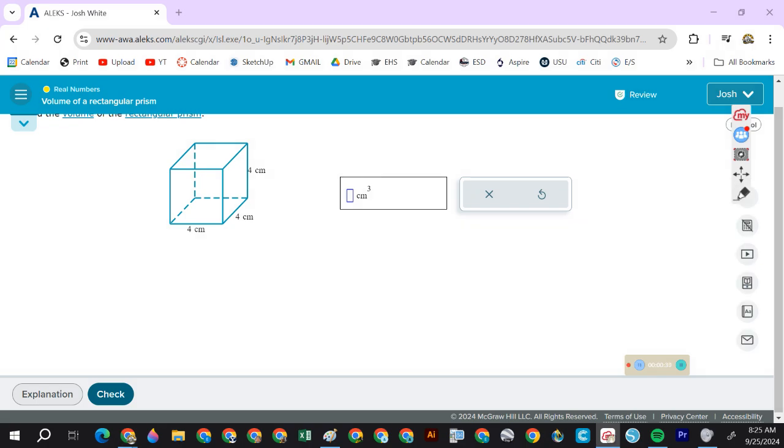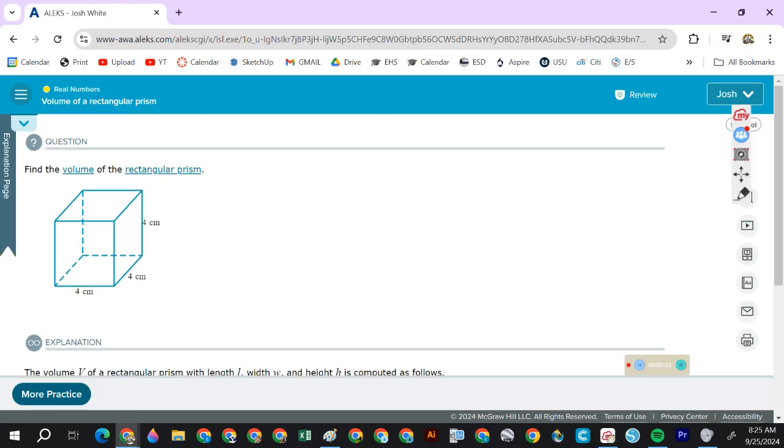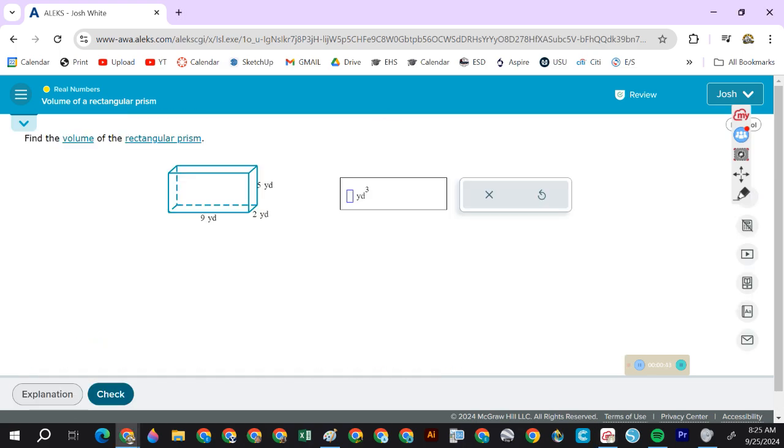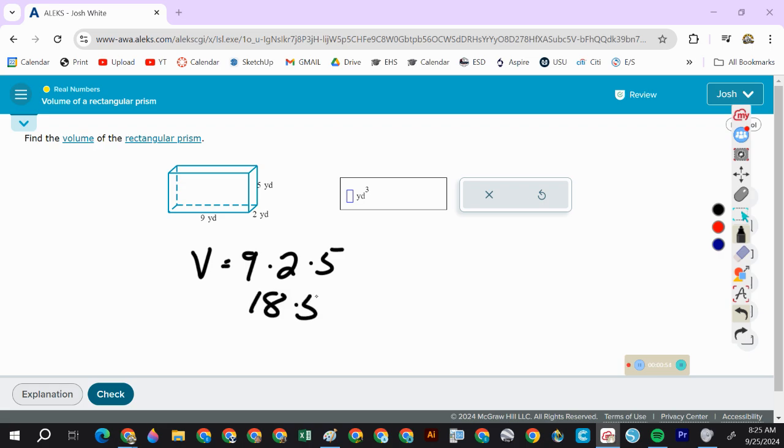Let's do another one. Okay, the volume is 9 times 2 times 5. So 9 times 2 is 18, times 5 is going to be 90. And because we're doing yards times yards times yards, the units will be yards to the third. And they actually preload that for you.